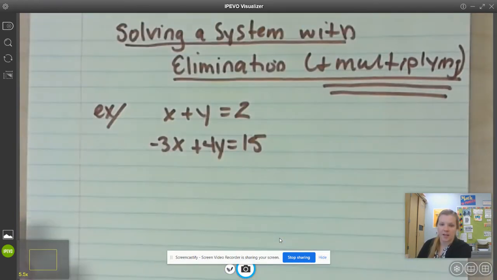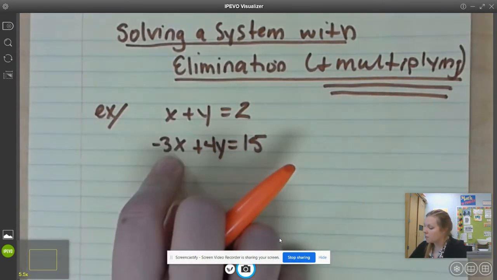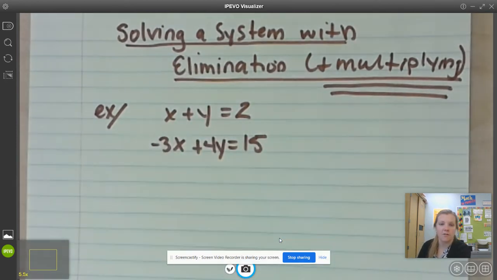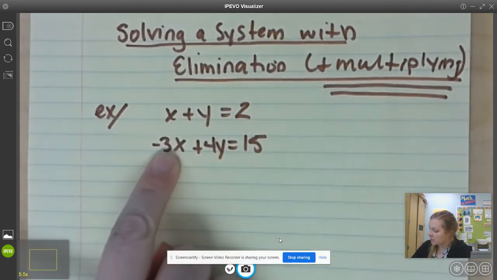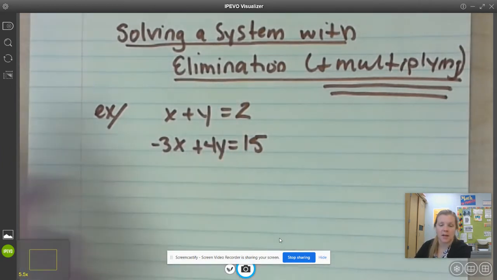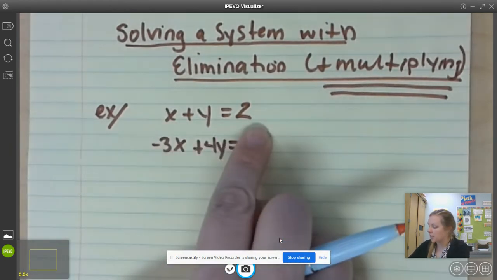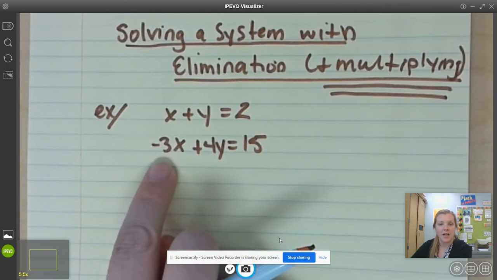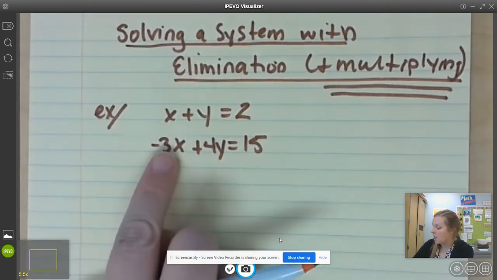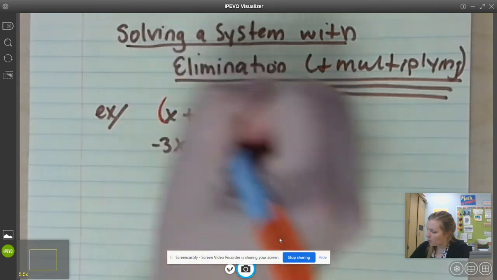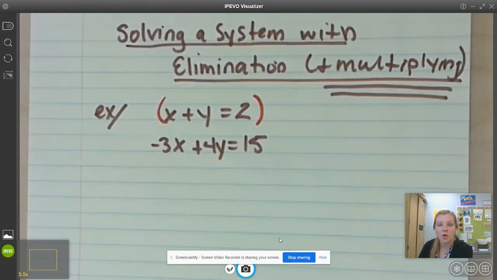If we look at this example, this one's a little bit different. Neither one of these has matching coefficients, right? The x's don't match and the y's don't match. And so when we have a situation like this, we have to change the equation. So we're going to change this top equation so that the coefficient of x, I'll pick x, you could pick either one, matches. So we are going to multiply this entire equation by 3.